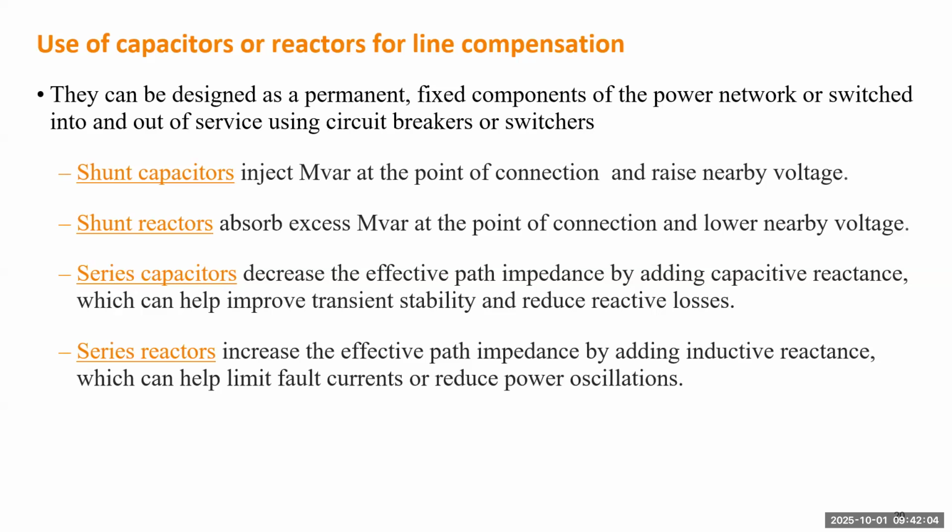You may wonder, in what cases would I want to increase the impedance of a line? For instance, if there is a short circuit, it will increase the fault current. If you increase the impedance, the fault current will be limited. So a series reactor is mainly utilized to limit the fault current or reduce power oscillation. It's not mainly for supporting voltage. So here we focus on the first three ways.